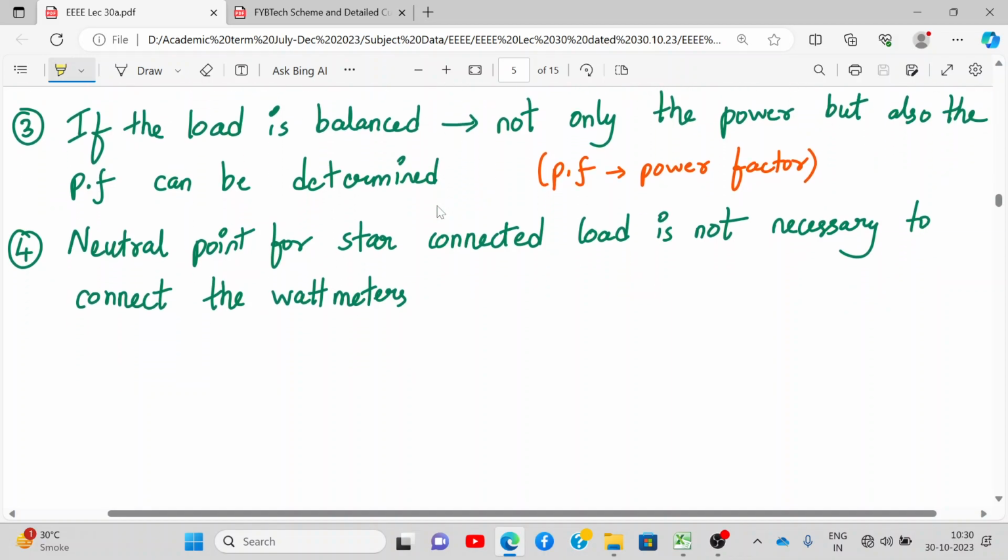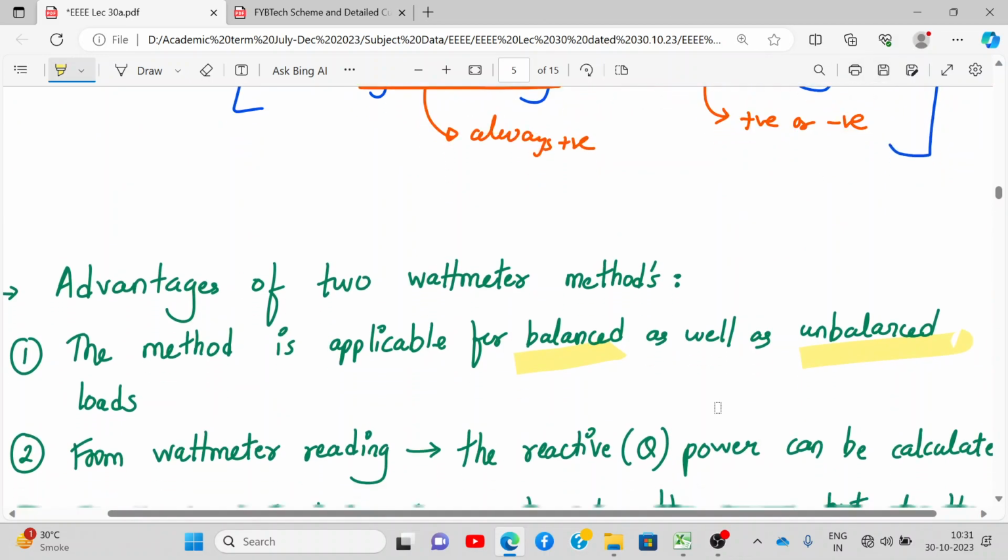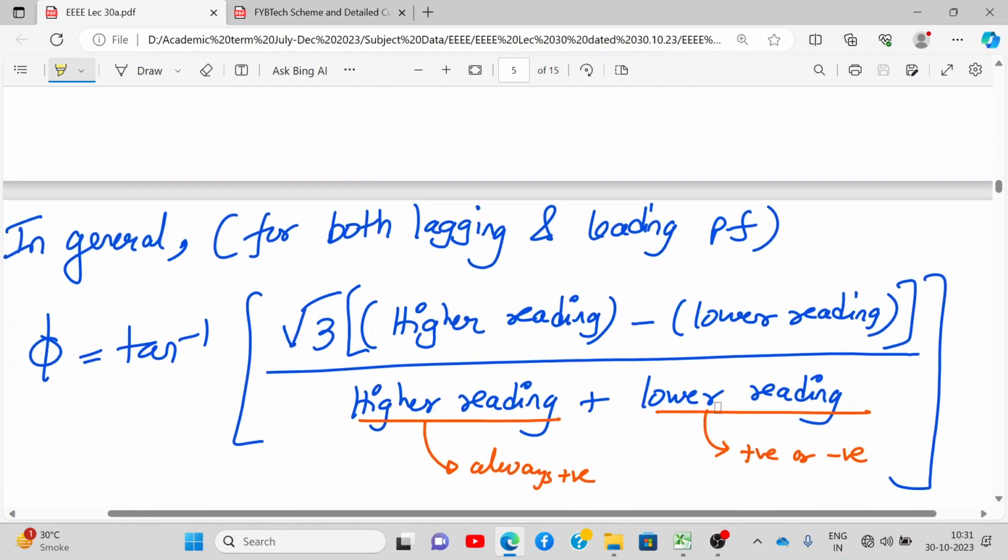Then, the neutral point for a star connected load is not necessary to connect the wattmeters. So that's another advantage which we have here. These are all the advantages of the two wattmeter method. Have you understood the technique?